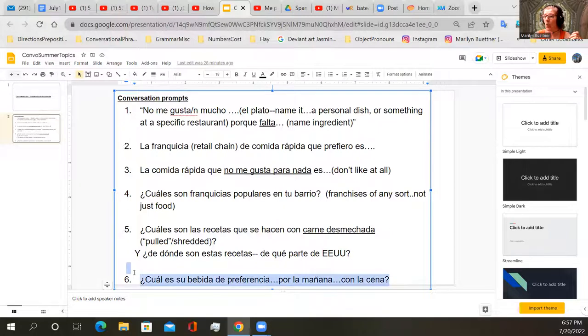Muy popular. Okay, ¿cuál es su bebida de preferencia por la mañana y con la cena? Por la mañana prefiero café, ¿sí? Y con la cena, pues, depende. Hay muchas bebidas que me gustan. ¿Qué prefieren ustedes? Su bebida de preferencia. Prefiero té caliente y jugo de toronja para el desayuno. Okay. Y té caliente o té con hielo y limón durante el día. Bien. Y con la cena depende. Okay, bien. Entonces, eres aficionada al té.